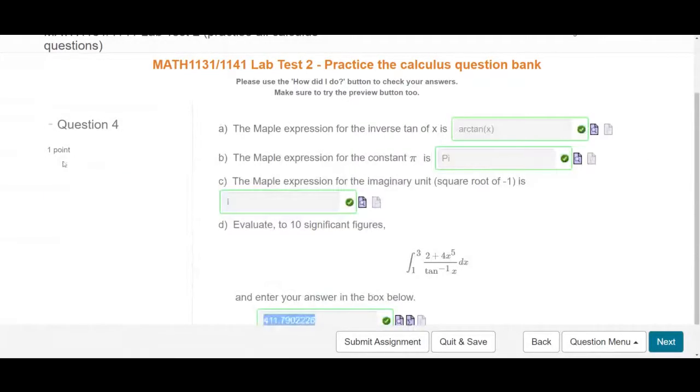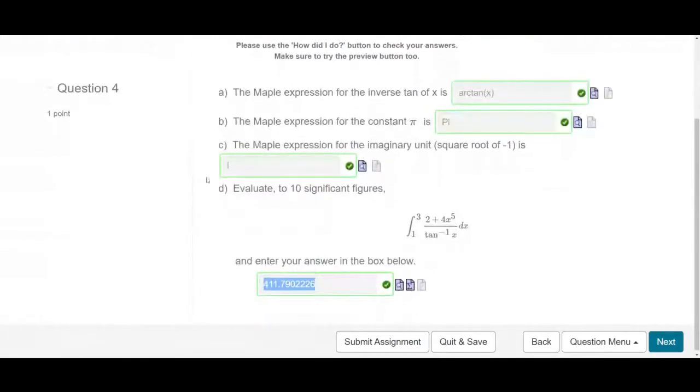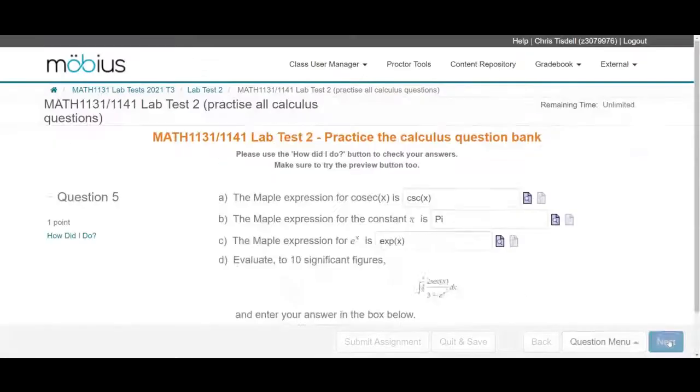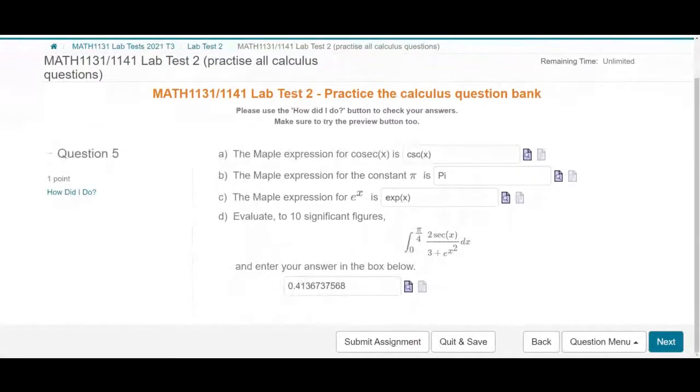How did I do? Yay! Okay, so you're probably seeing a pattern now with these kinds of questions. They ask you for some syntax, and then that syntax is partially related to the integral. Okay, I think this is the last one.